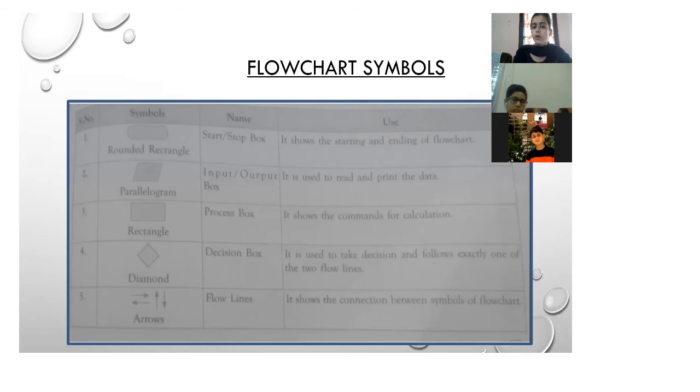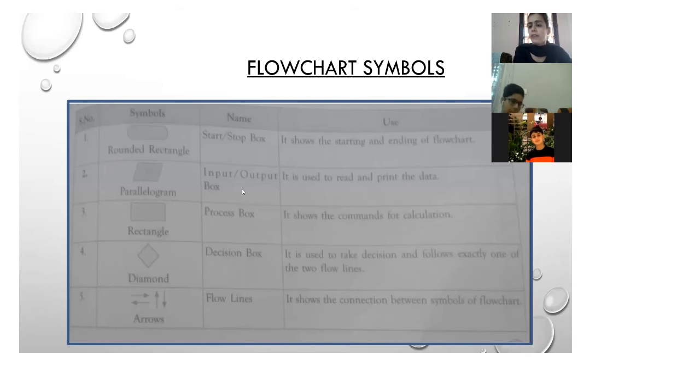Now, start-stop box is represented with the help of the rounded rectangle or the oval shape. It shows you the starting and ending of the flowchart. Keep in mind, in the start-stop box, only the words start and stop are to be used. Nothing else you can use. If you use the word end, it will be considered wrong. Clear?